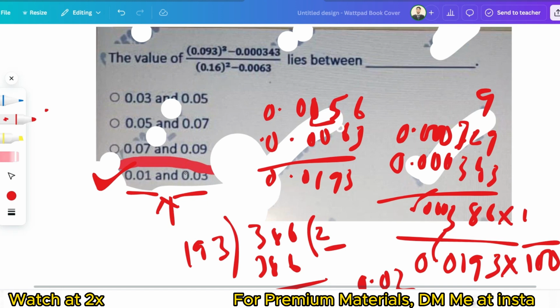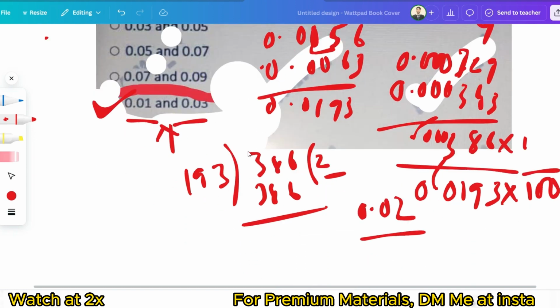So you have to get the almost nearest number. That is the shortcut trick. Don't go with the whole number, go with the nearest number. I hope you understood. So let me go to the next question.